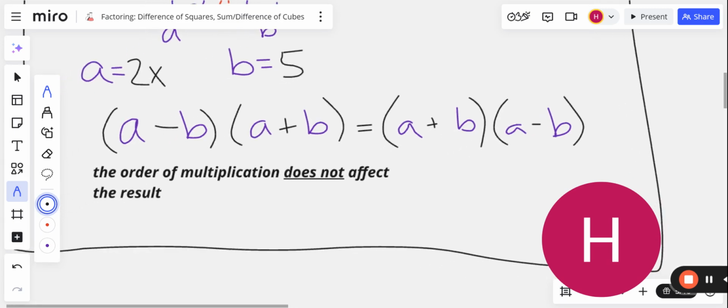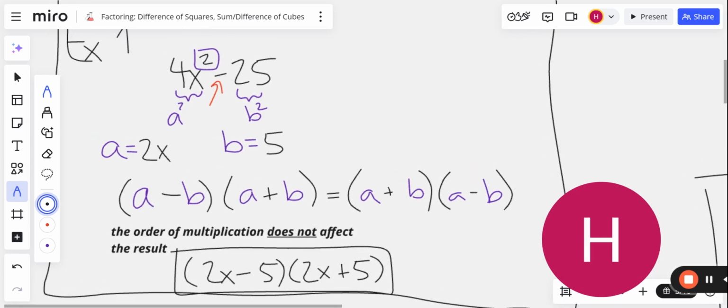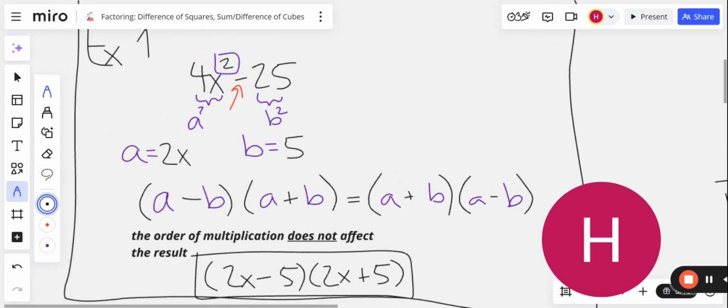Okay, so let's just plug in our a and b. Enough dilly-dallying. This is 2x minus 5 and 2x plus 5. And that is the factorization. Okay, pretty solid. There was no GCF here, no greatest common factor, because 4 doesn't have anything else but 2's in it, and 25 is not made up of anything else but 5's. It's just 5 times 5. So there's no common factors to remove beforehand.